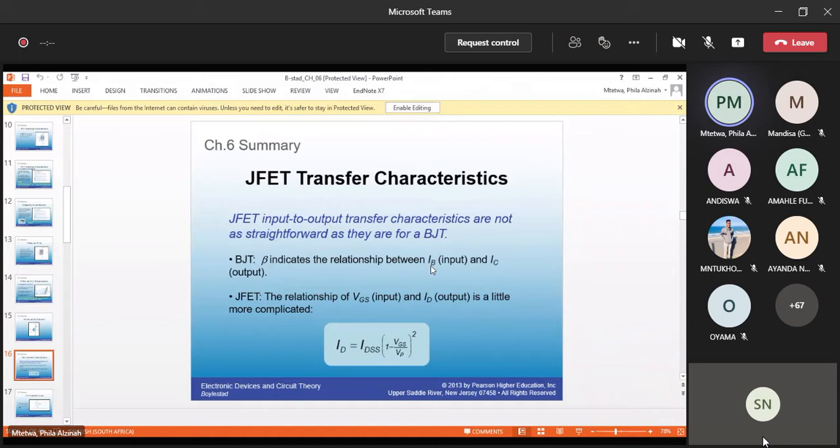With the JFET, remember, in field effect transistors your controlling variable is voltage, VGS, which is your input, controlling your output current, ID. That relationship is a little more complicated. This is the equation I was referring to, which is Shockley's equation: ID is equal to IDSS times (1 minus VGS over VP) all squared. That square relationship already suggests a nonlinear relationship between your controlling variable, VGS, and your controlled variable, ID.